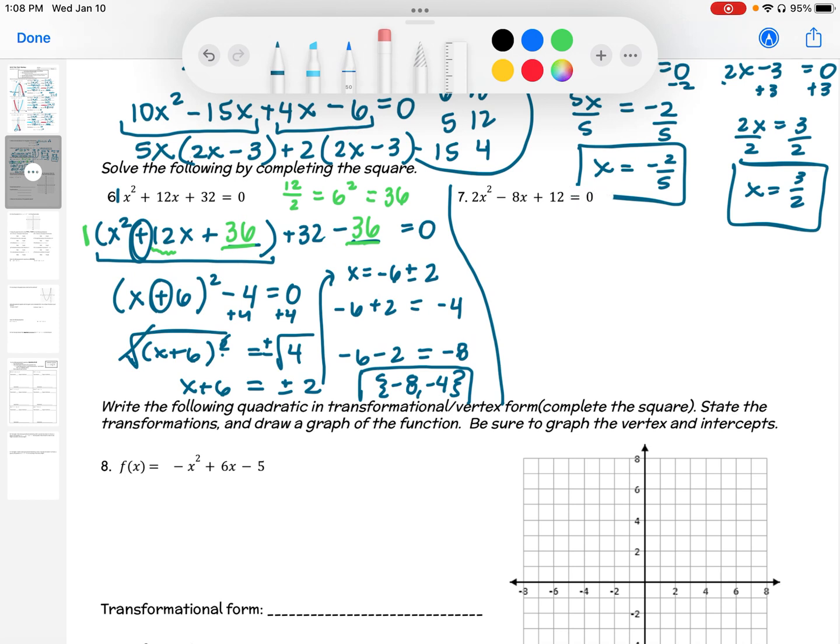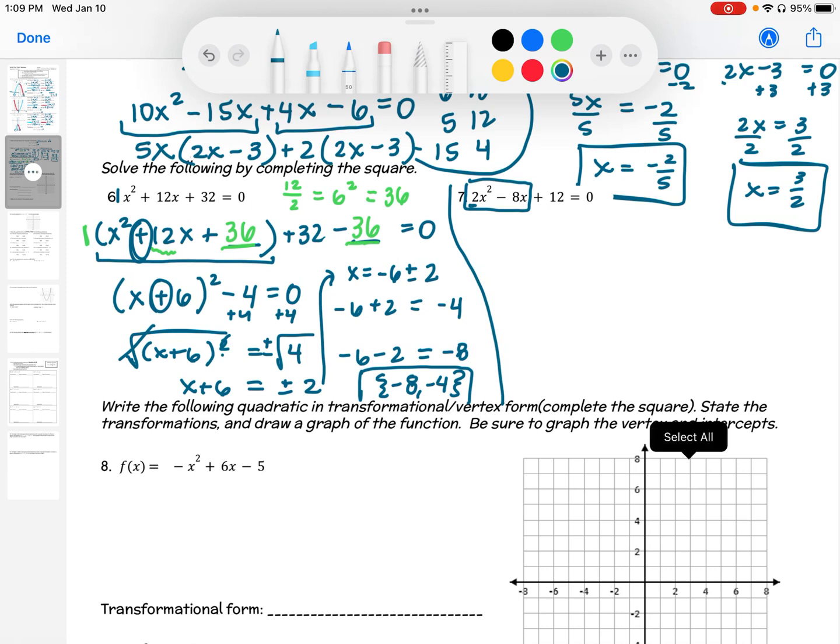All right, let's go ahead and do number 7. So number 7 is now we have a 2 in front of our x squared. So this is where we have one extra step that we need to worry about. Remember, these first two terms get grouped together. They're stuck together, but then the 12, that last term, always gets left behind.